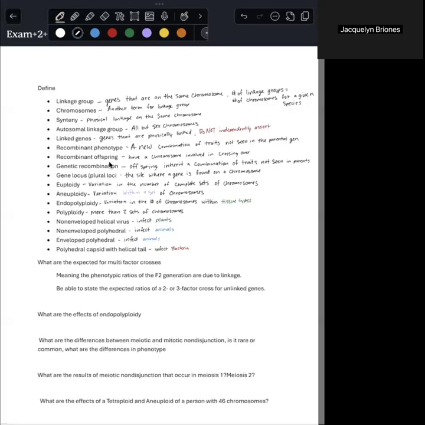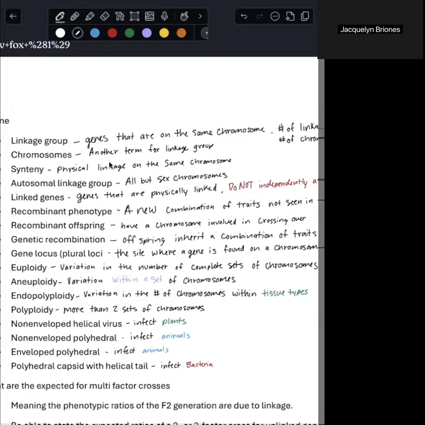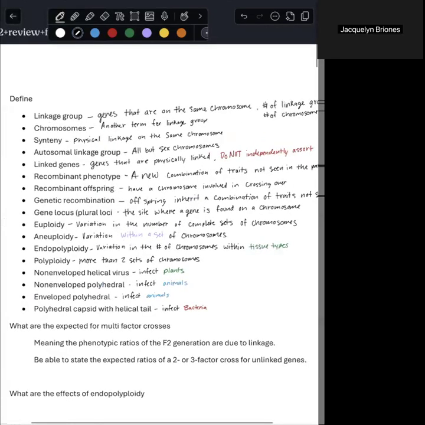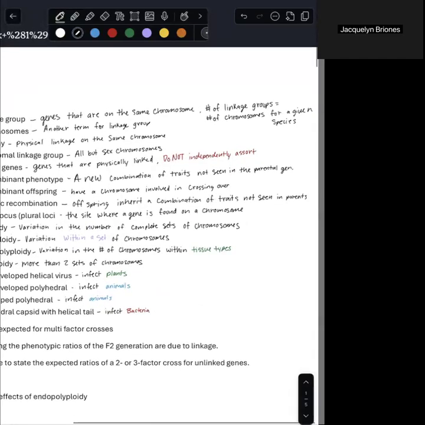So first we have linkage groups. These are genes that are on the same chromosome. The number of linkage groups equals the number of chromosomes for a given species. Chromosome is another term for a linkage group. Synteny is the physical linkage on the same chromosome. Autosomal linkage is all but sex chromosomes, so just not our X and our Y. Linked genes are genes that are physically linked, and they do not independently assort.